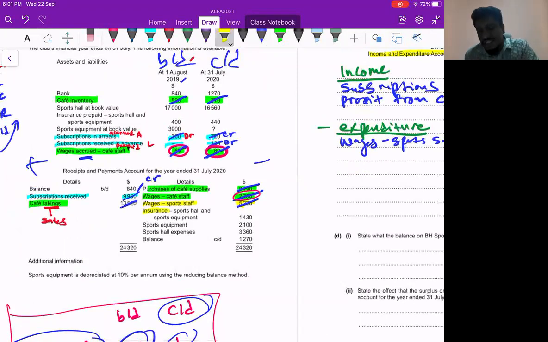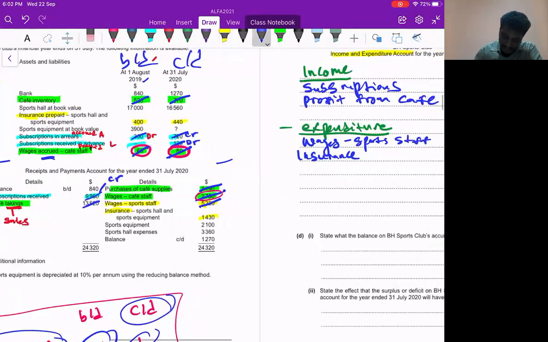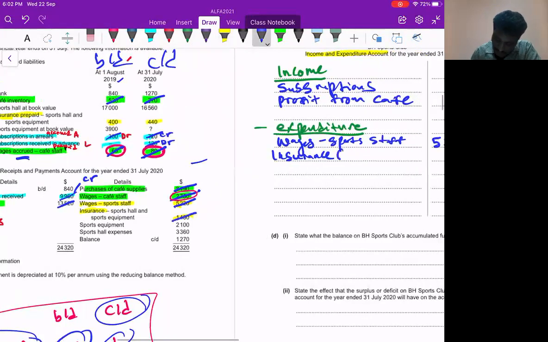Insurance. Yes, insurance is my expenditure, 1430. But before I write insurance here, can you check? Do you have anything accrued or prepaid or something? Yes, in the balance BD and balance CD, insurance prepaid 400, 440. So if you got insurance prepaid, we need to do adjustments. So first I take 1430.